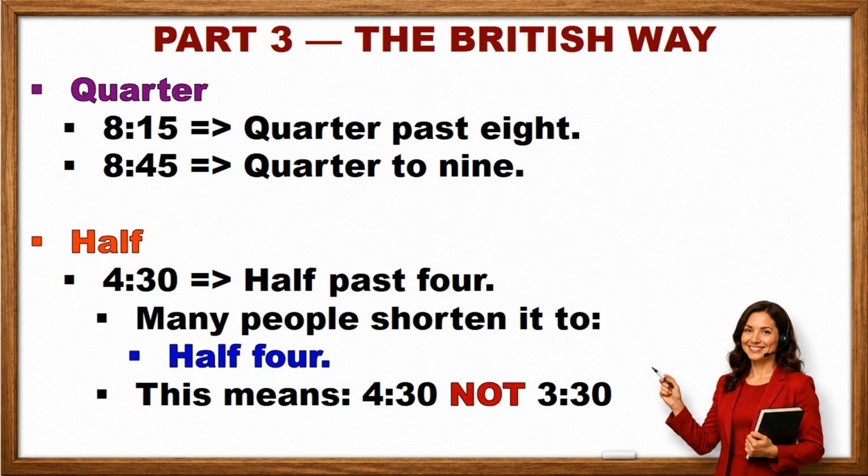Half. Now here's the part that confuses learners. 4:30. British English. Half past 4. Many people shorten it to half four. This means 4:30. Not 3:30. The word half means 4:30. Never forget this.